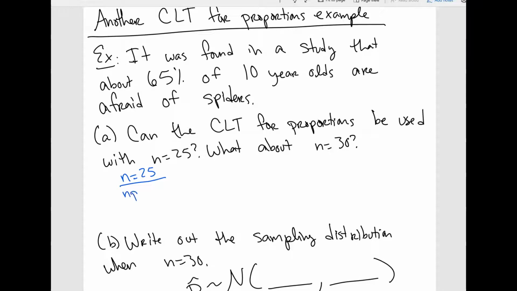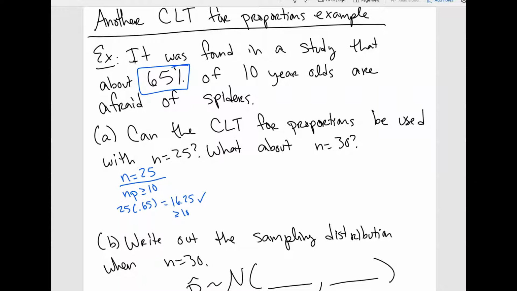We need to check that np is greater than or equal to 10. In this case, n is equal to 25. P is equal to 0.65 because that's the percent that's afraid of spiders. I multiply this out and I get 16.25, which checks out because this is clearly greater than or equal to 10. So that's good.